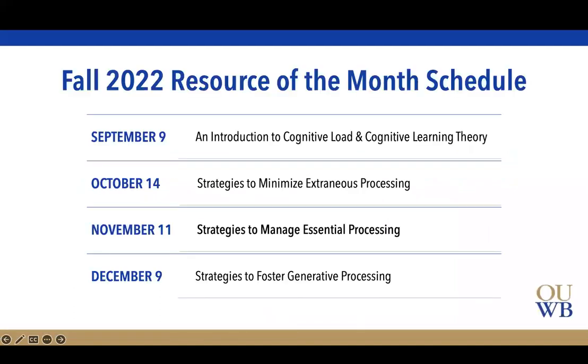This is just a look at where we've been previously. Back in September, we did an introduction on the topic. Last month, we talked about strategies to minimize extraneous processing. Today we're focusing on strategies to manage essential processing. And next month, we'll wrap up the series with a session focused on strategies to foster generative processing.